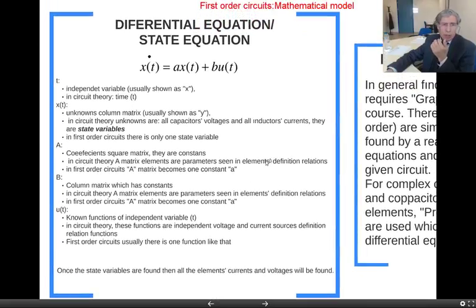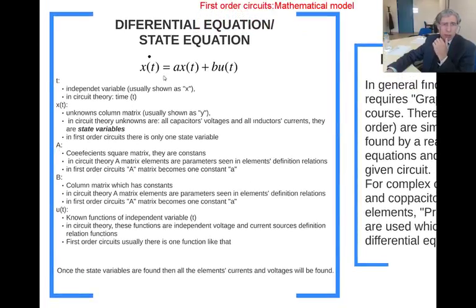This A, it says capital A here, but if it is a constant, this is a first order circuit related differential equation. If it is a higher order circuit, then A becomes a square matrix. What is inside this square matrix are the parameters that we see in the definition relations of the elements. In a first order circuit, the A matrix becomes a constant A.